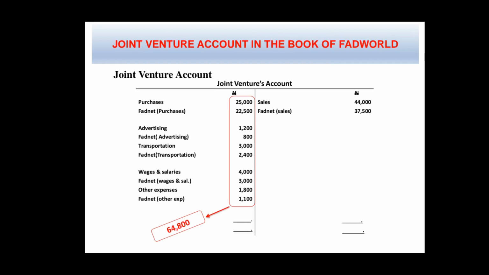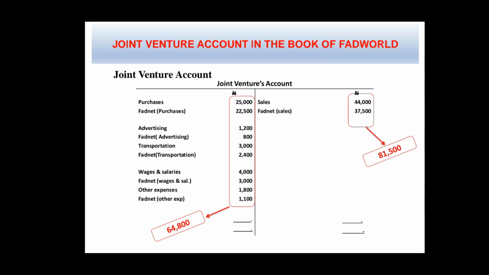So let's add the entry at the credit side of the joint ventures account. We have 44,000 plus 37,500. That gives us 81,500. If we look at it, 81,500 is bigger than 64,500, which means there is profit. If you remember, if the credit side is greater than the debit side in joint ventures account, it represents a profit. But if the debit side is greater than the credit side, that is a loss. So in that case, 81,500 naira is what will be written at the total side.